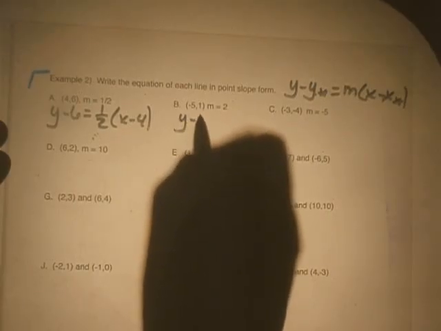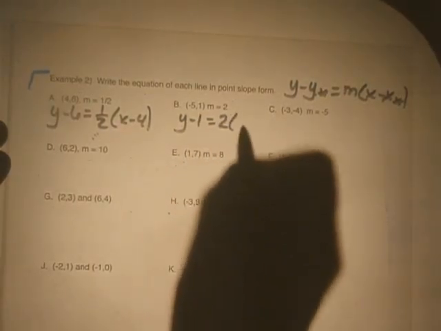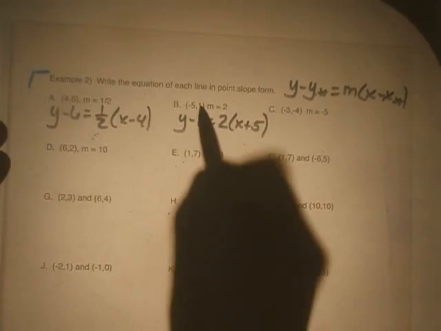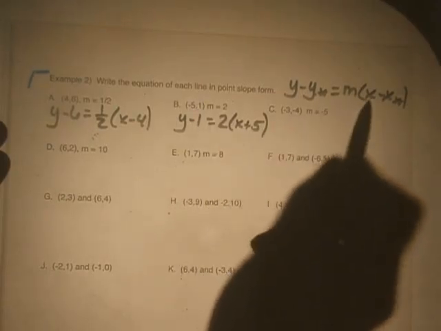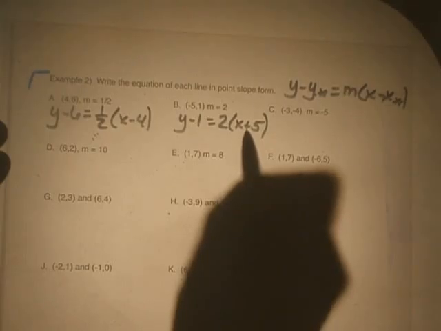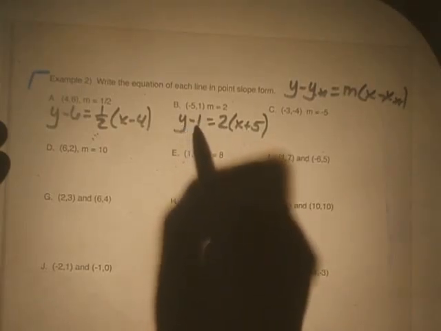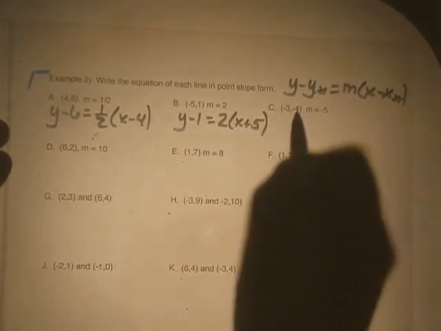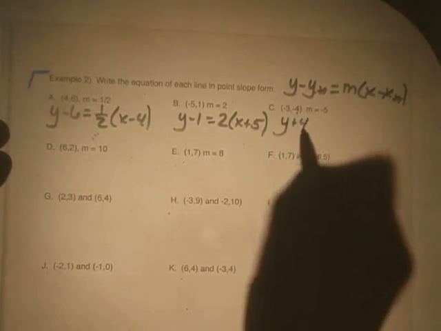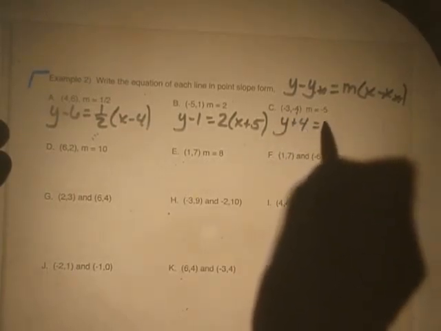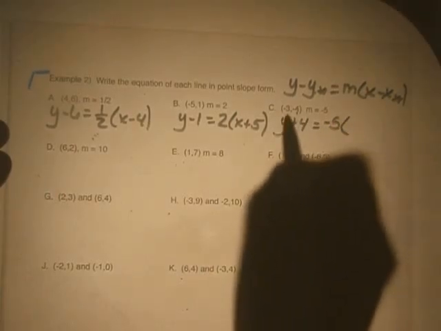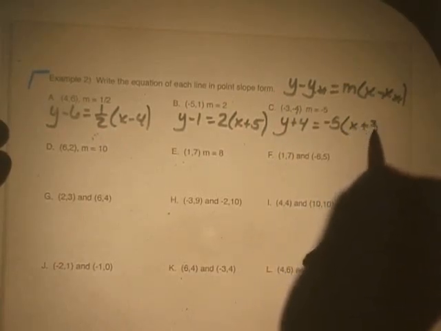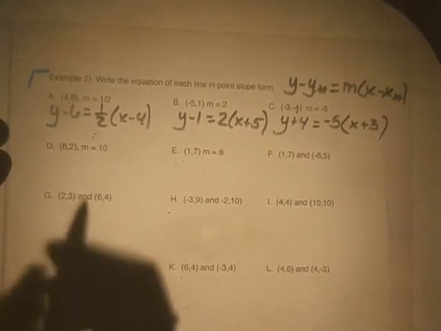Letter B will be y minus 1 equals 2 times x plus 5. We put the negative 5, when you have a subtracting and a negative, it makes it a plus. So y minus 1 equals 2 times x plus 5. The next one, our y value is negative 4. So we will have y plus 4. Slope is negative 5. That stays the same. And then we will have x plus 3 because we want the opposite of that number.